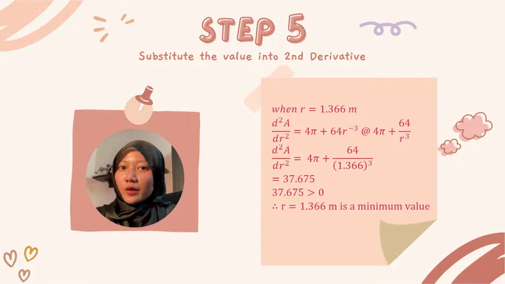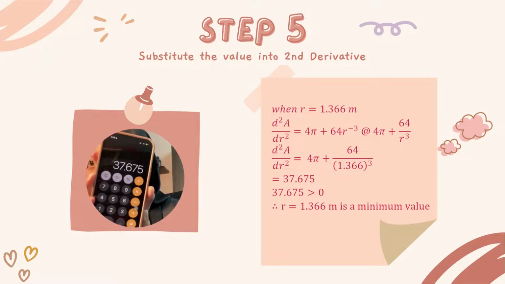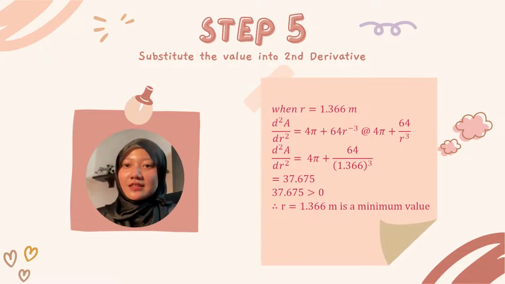When r is 1.366 meter, the second derivative of A with respect to x is 4 pi plus 64 over 1.366 power of 3. Then we will get 37.675, which is greater than 0. So we can make the conclusion that r equals 1.366 meter is a minimum value.